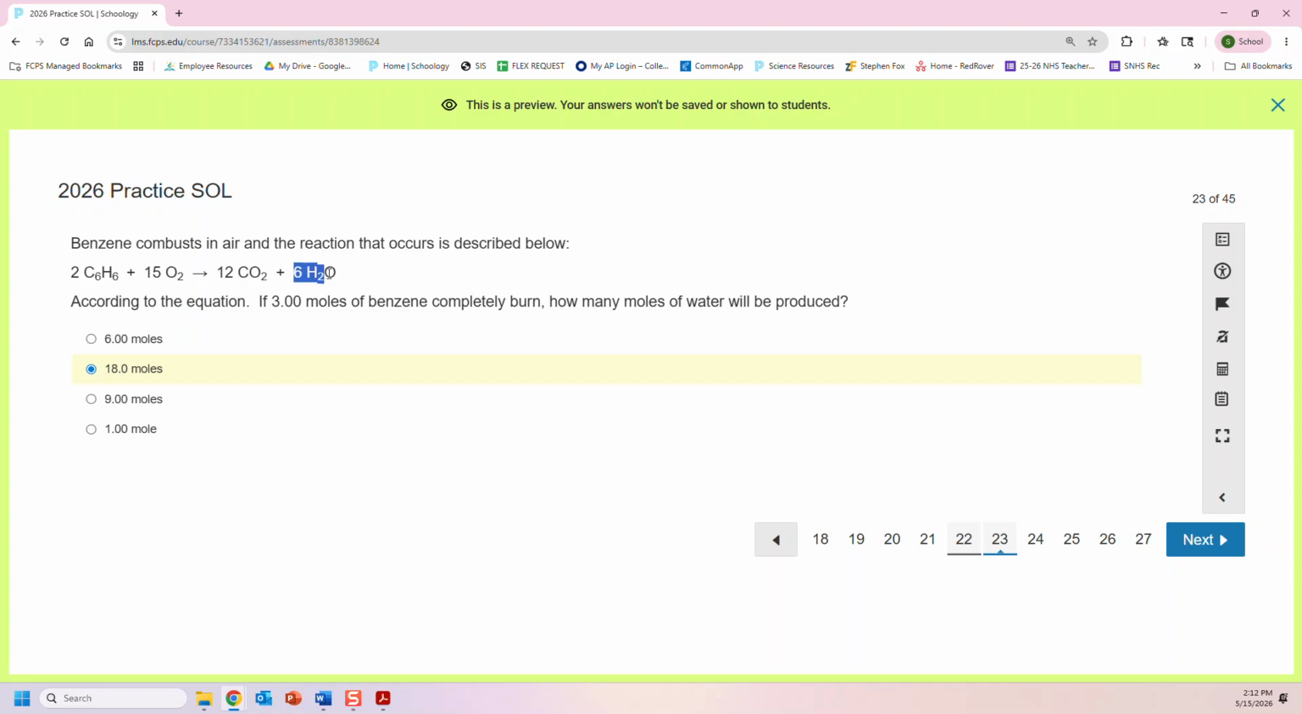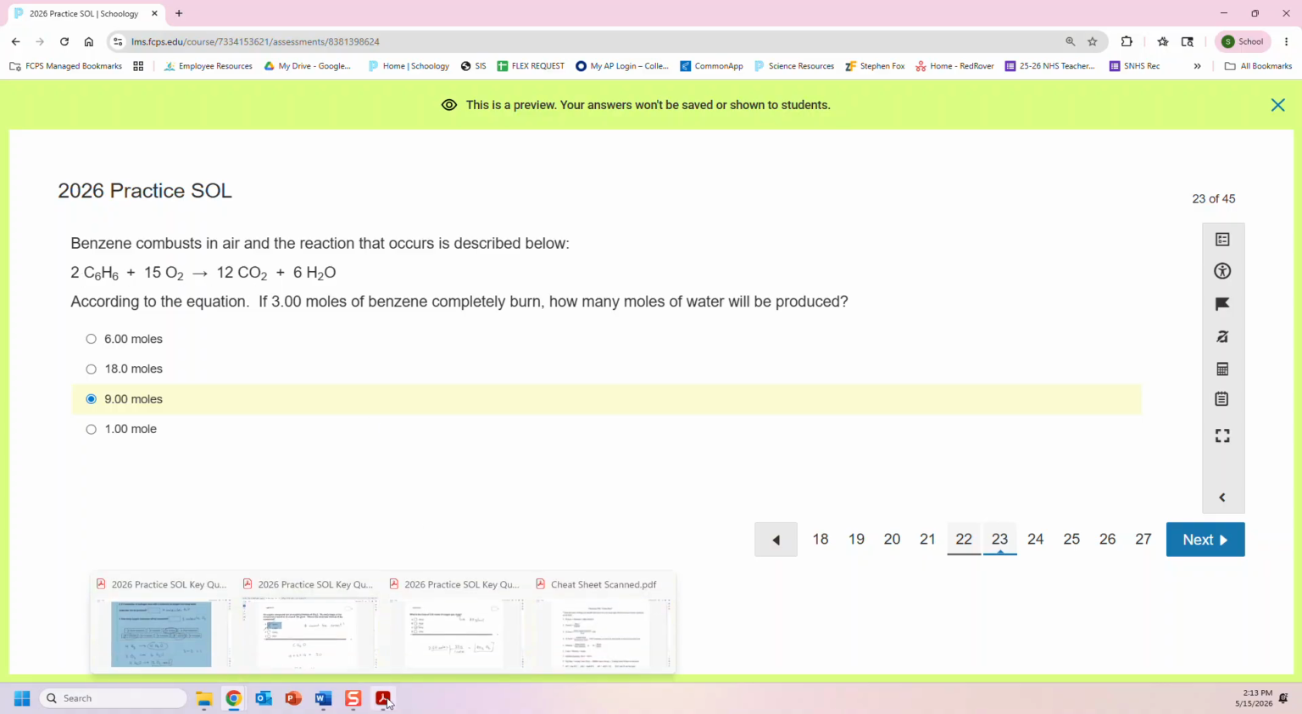According to our recipe, our balanced equation, we're going to get 6 moles of water produced for every 2 moles of benzene that react, right? So all we have to do is take the moles of benzene that we have and multiply it by the ratio 6 to 2. Multiply by 6, divide by 2. So 3 times 6 is 18, divided by 2 is 9. So the answer is going to be 9, okay? So again, some problems, especially if you already have the ratio and the numbers are kind of non-calculator friendly, you don't have to use the calculator. Everything's pretty much done for you, okay?